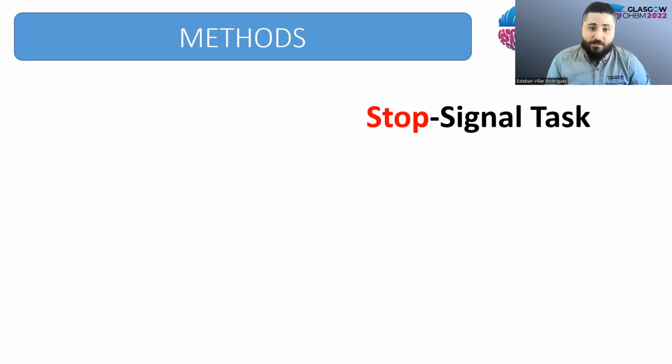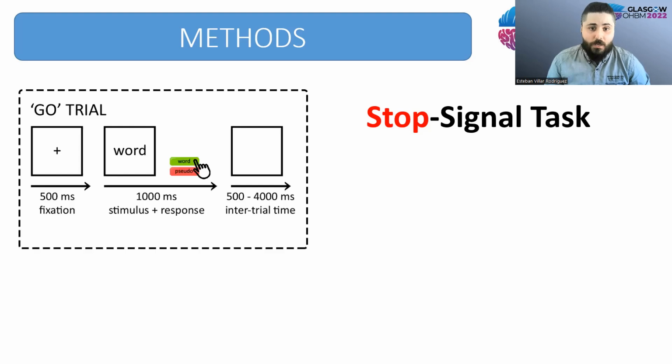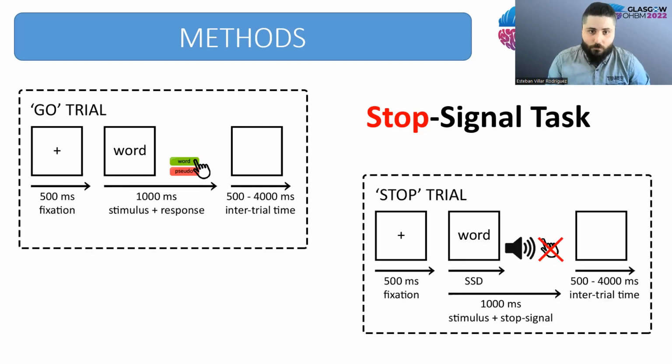So first, let's talk a bit about our methodology. We modeled inhibition using the stop signal task, which is the most used paradigm for this function. This is an event-related task consisting of both go and stop trials. In the go trials, participants must respond with a button press as fast and accurately as possible to a really simple lexical task. Is the presented letter stem a word or a pseudoword? However, in about 20% of trials, they will be presented with a stop trial.